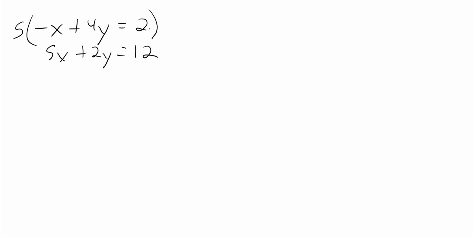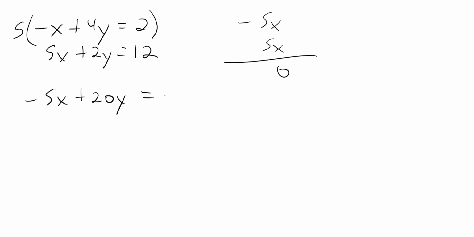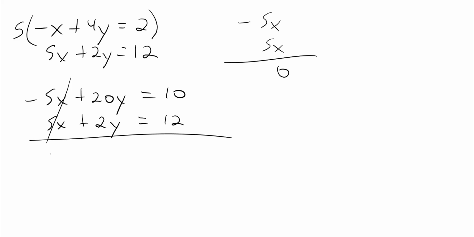Because you guys agree, if I multiply the top by 5, I'm going to get a -5x, and then the bottom is going to be positive 5x, and that's going to cancel out. And that's our goal. Remember, this is called the elimination method. So if I multiply that top, I get -5x plus 20y equals 10. And the bottom is just 5x, just rewrite it. 5x plus 2y equals 12. So we add it together, that cancels. It's got to cancel. If it doesn't cancel, you did something wrong.